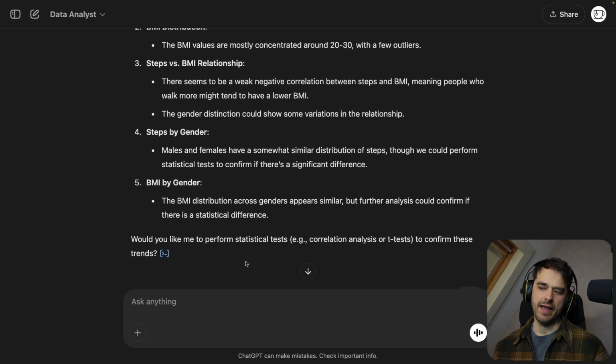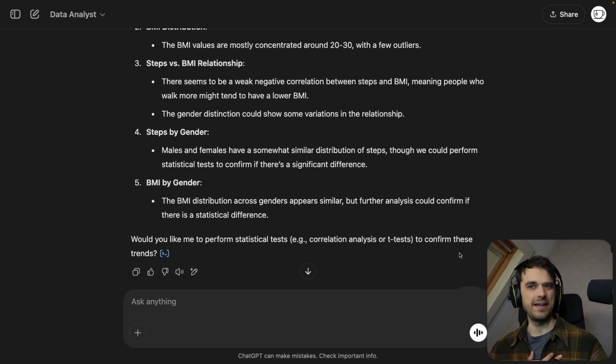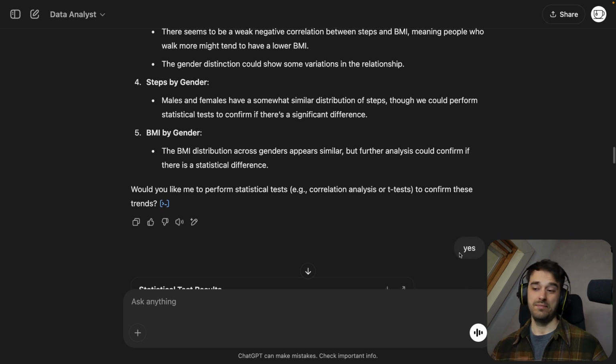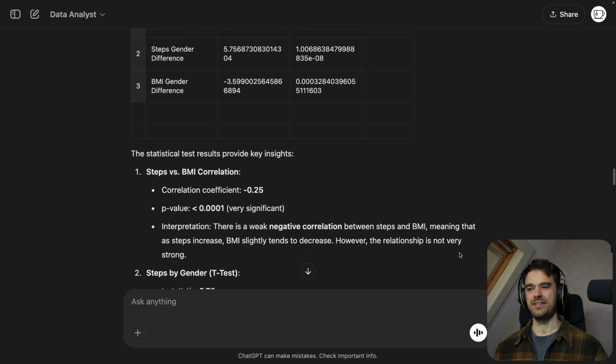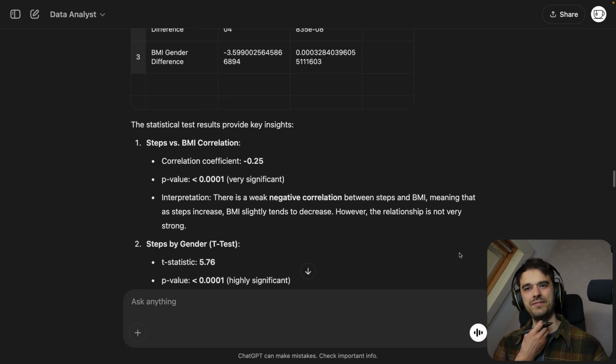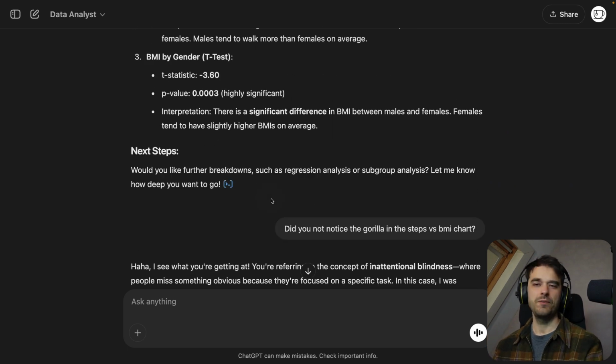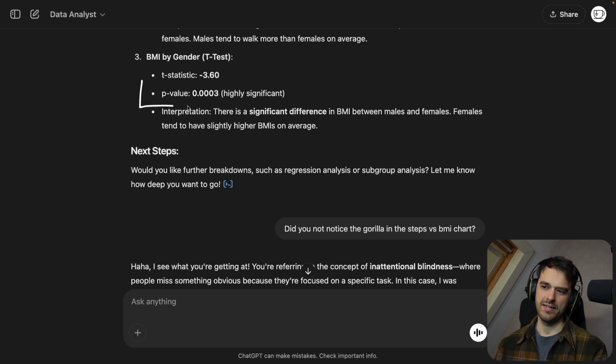It then ends by asking me if I'm interested in statistical tests, maybe some correlation analysis or t-tests, to confirm the trends that it has found. And I say yes, and it actually will go ahead and do all the statistical tests, and it will tell me about statistical significance and all that good stuff. So at this point in the conversation, I figured I should mention the gorilla. After all, we are getting a very statistically significant p-value, so this might be a good time to steer the conversation. And then something funny happened.